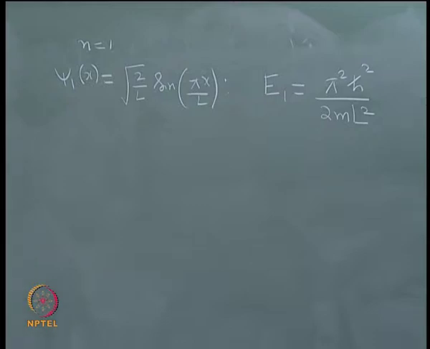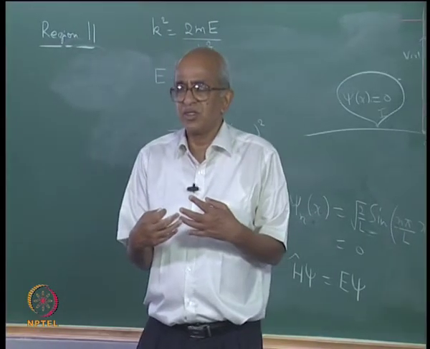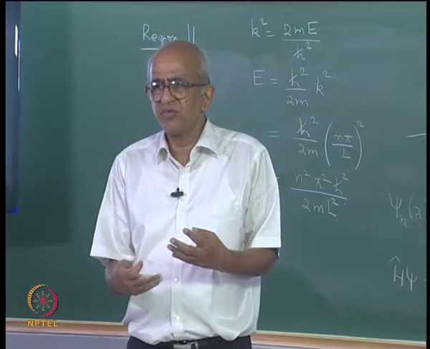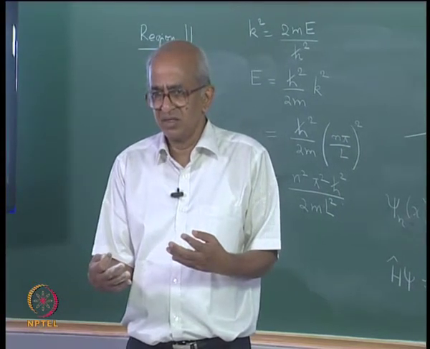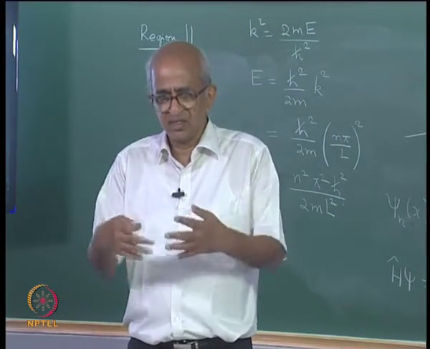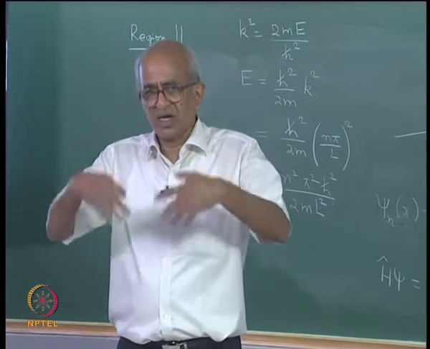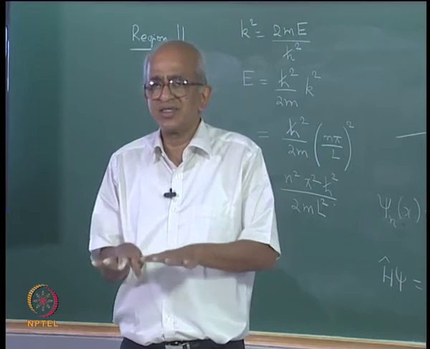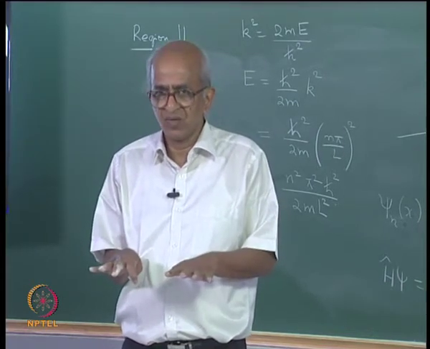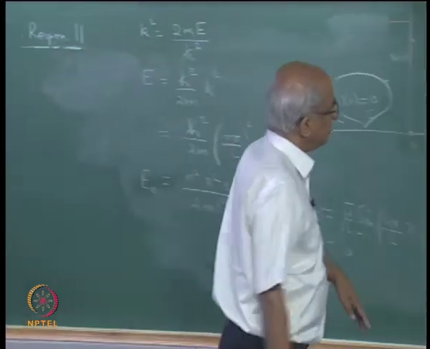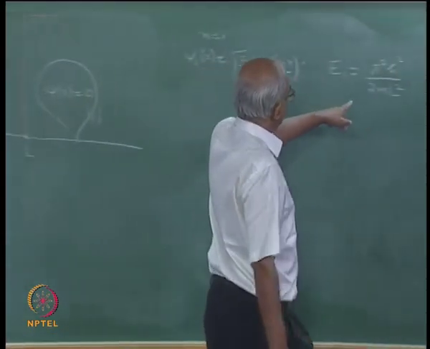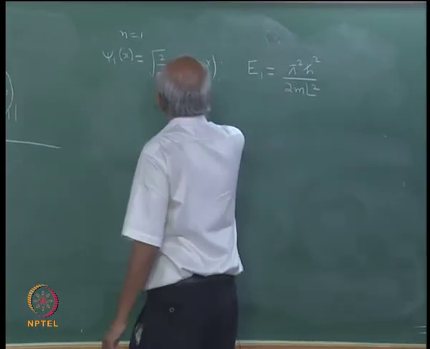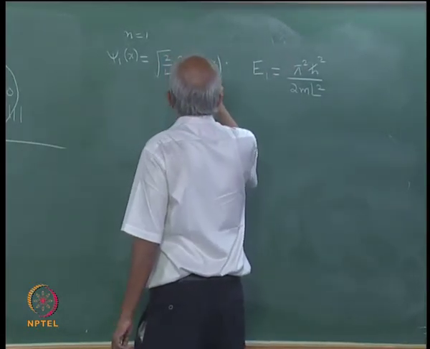If you think about it, you will realize that this is the stationary state that has the lowest value for E, right, because n is equal to 1. Any other solution will have a larger value of E, and therefore this is the lowest possible stationary state of the system, and its energy is equal to pi square h cross square by 2 m L square, and the wave function actually is square root of 2 by L sin pi x by L.